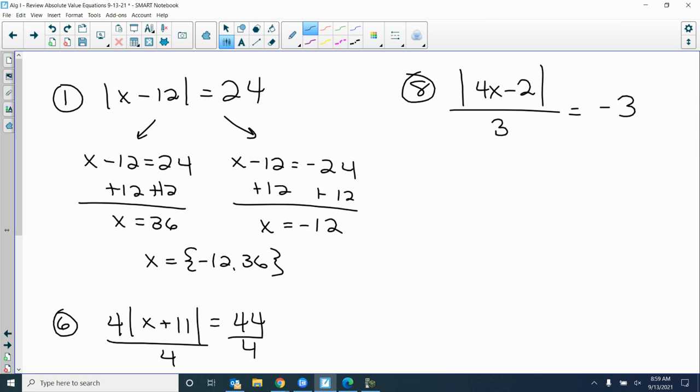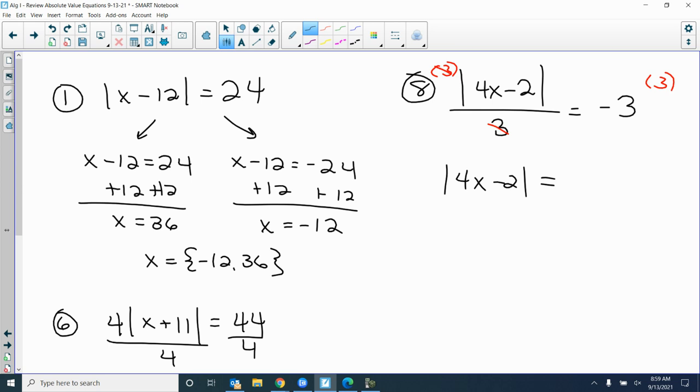Don't set anything equal. What do I have to do first? Multiply by what? The 3 on the bottom. Okay, so multiply by the 3 on the bottom. Now, what happens when I multiply by that 3 on the bottom? That cancels here, and I get absolute value of 4x minus 2 equals what?